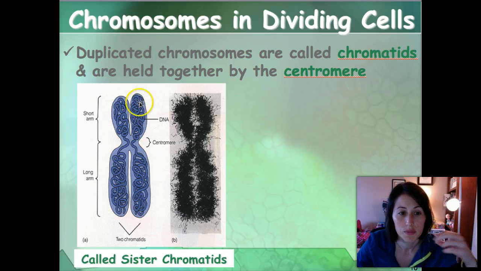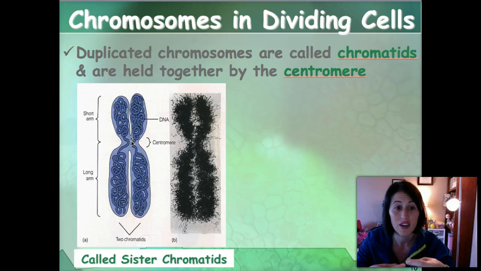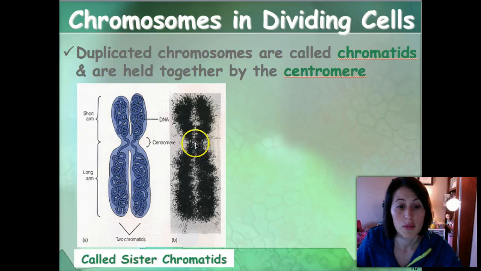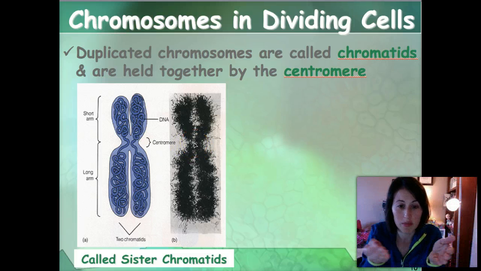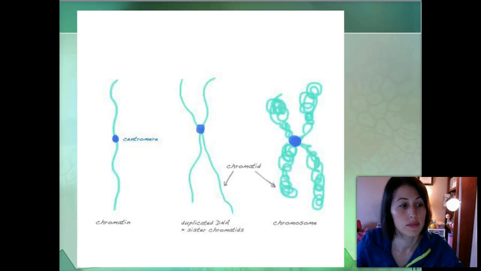Duplicated chromosomes, here's one side and here's the other side. So this is one chromatid. Here's another chromatid. They're exact copies of each other. When those are put together, it's called a chromosome, and they're held together in the middle by a centromere. It's kind of where it comes in a little bit and then swings back out, okay? And because these are identical to each other, they're called sister chromatids. Why they're called sister chromatids, I don't know.